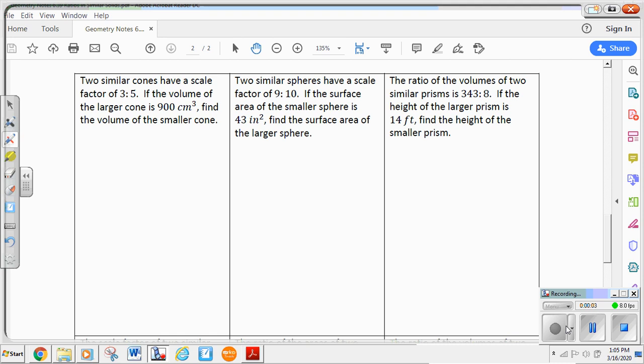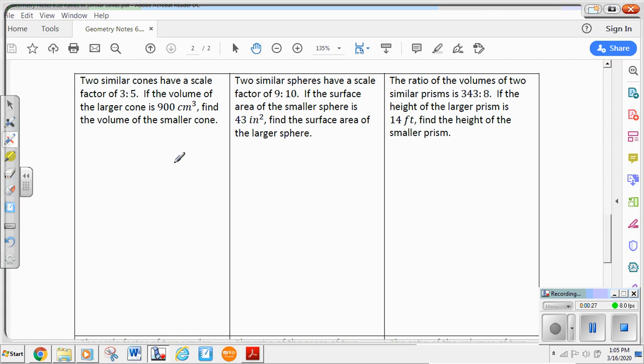This is lesson 6.39, Ratios in Similar Solids. Your objectives are to take similar solids, use a ratio, and find a volume, surface area, or length of one or the other of them using that ratio and the change in dimensions conversion.